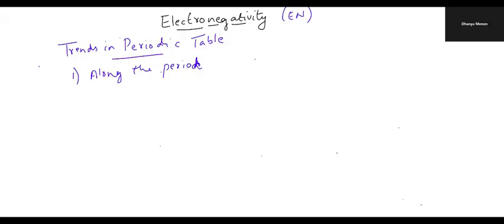Okay, students, the next topic that we are going to do for electronegativity is trends in the periodic table along the period and down the group. Along the period, we always study from left to right, right? Along the period means from left to right in a periodic table. Now, along the period, you already know Z increases. That means the nuclear charge increases from left to right. So when the nuclear charge increases, what happens? The positive charge increases, so it will attract the electron pair towards itself, right? So what happens to the electronegativity? That also increases. From where? From left to right.